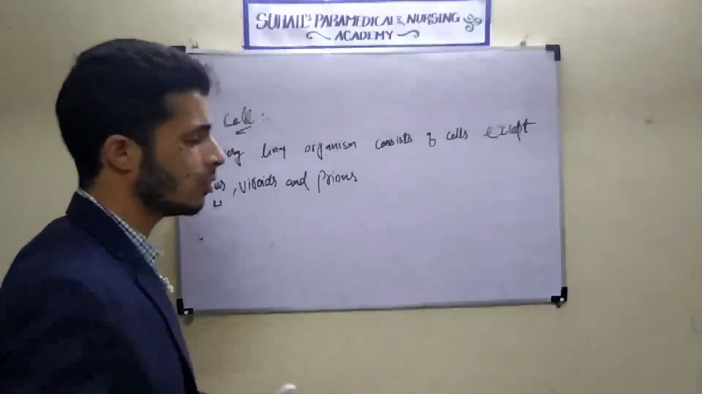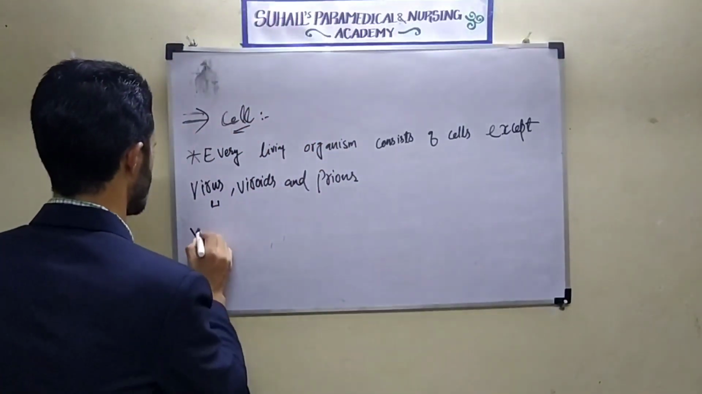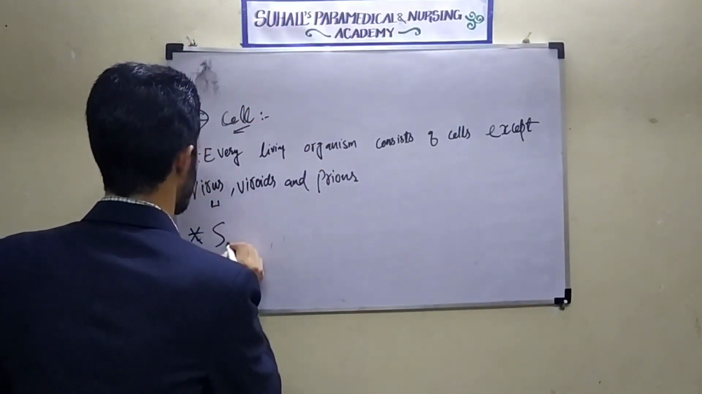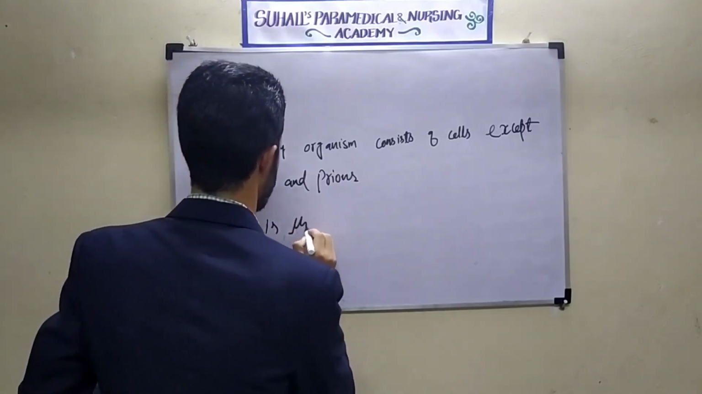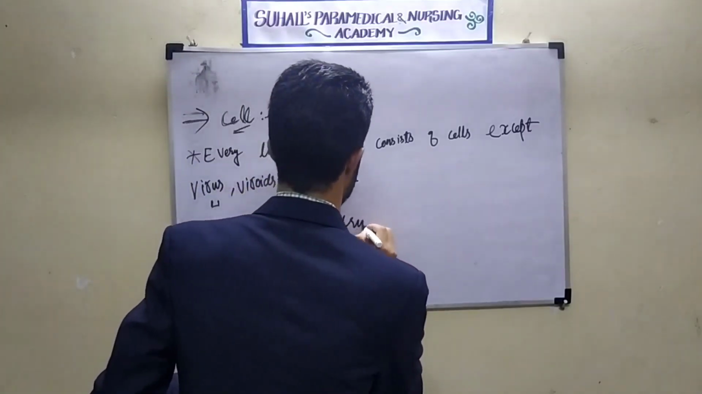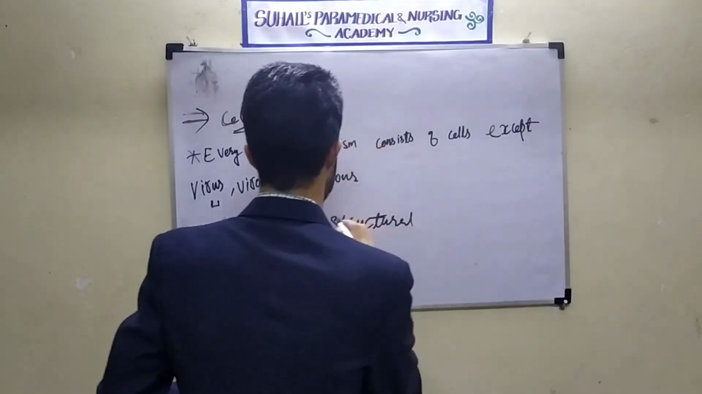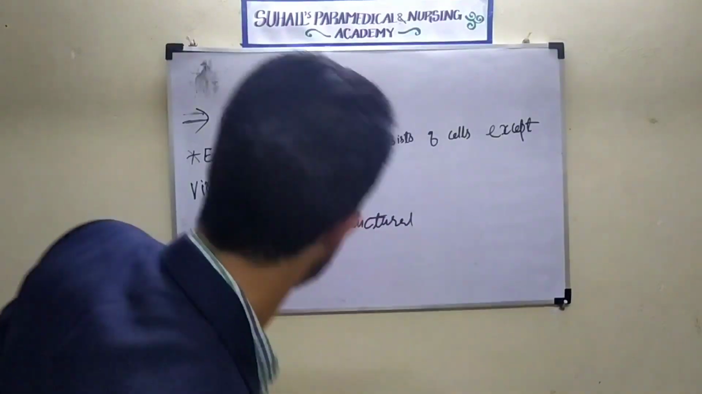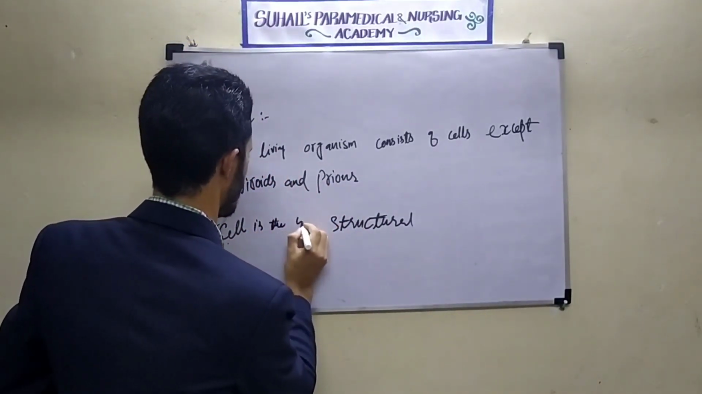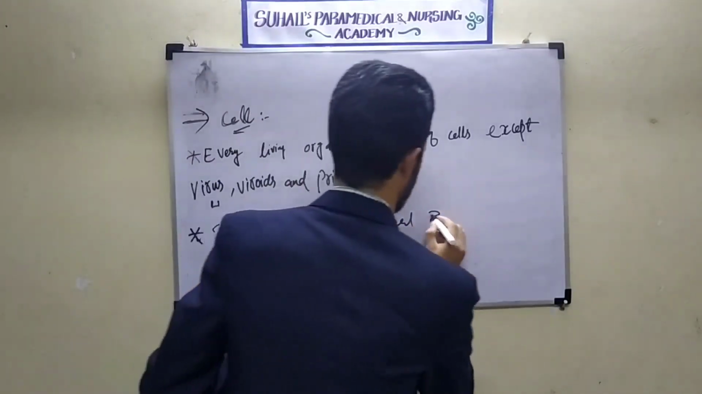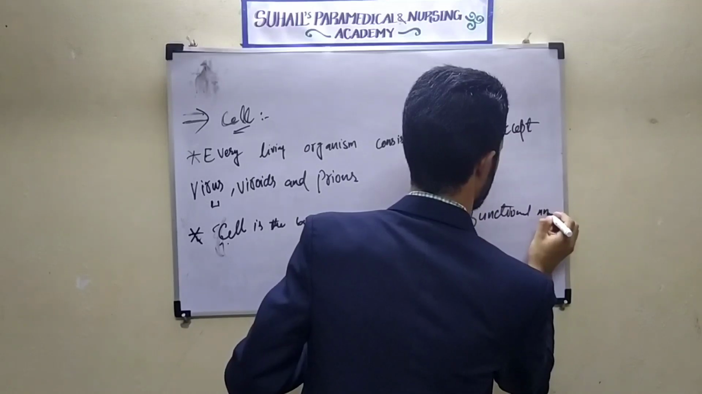So what I told, every living organism consists of cells, except these 3 organisms. Another point is, what is a cell? What is the definition of cell? Cell is the basic structural and functional unit of living organism.